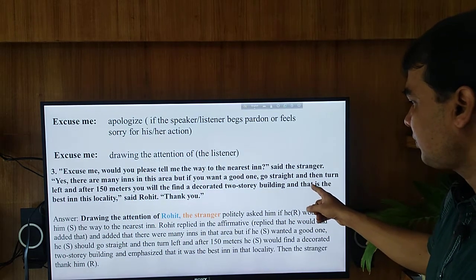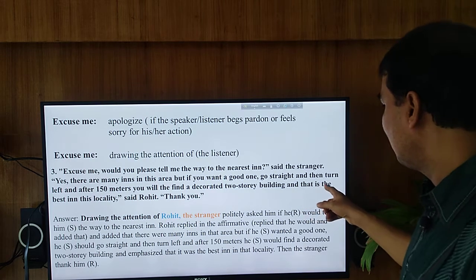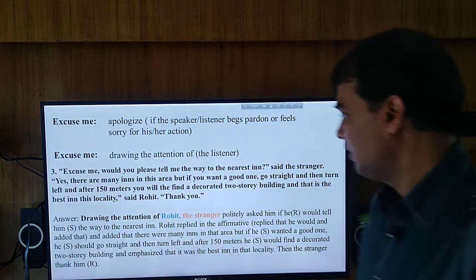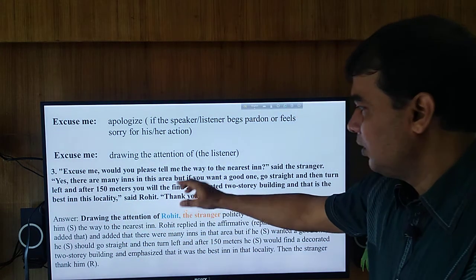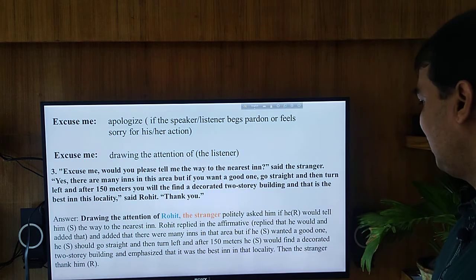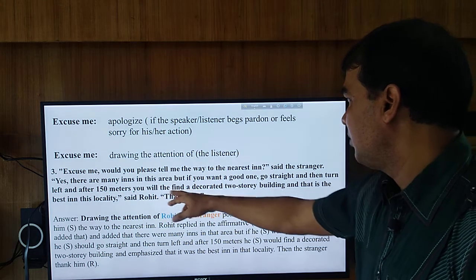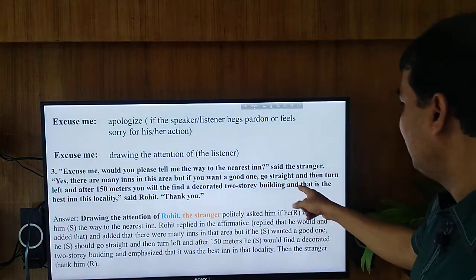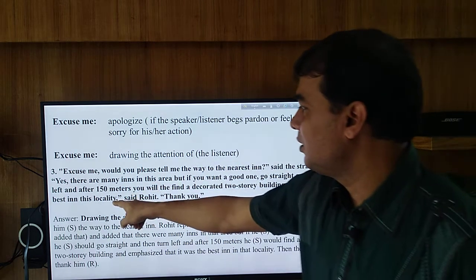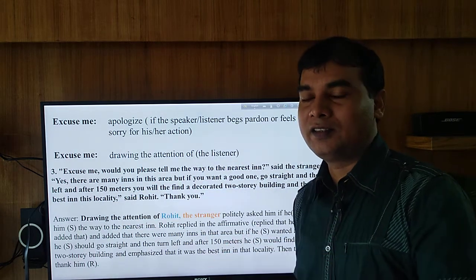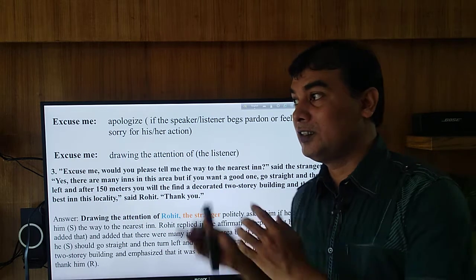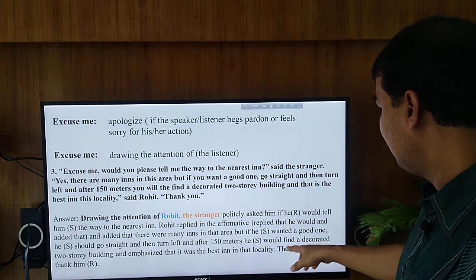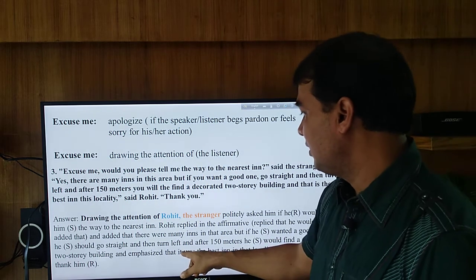best inn in that locality. Okay. So here you can do another thing, and that is, 150 meters, he would find a decorated two-story building. Okay, and here you see, and that is the best inn in the locality. Here Rohit is emphasizing that there are many inns in that area, but that one is the best, and that's why we can also write down emphasized that.